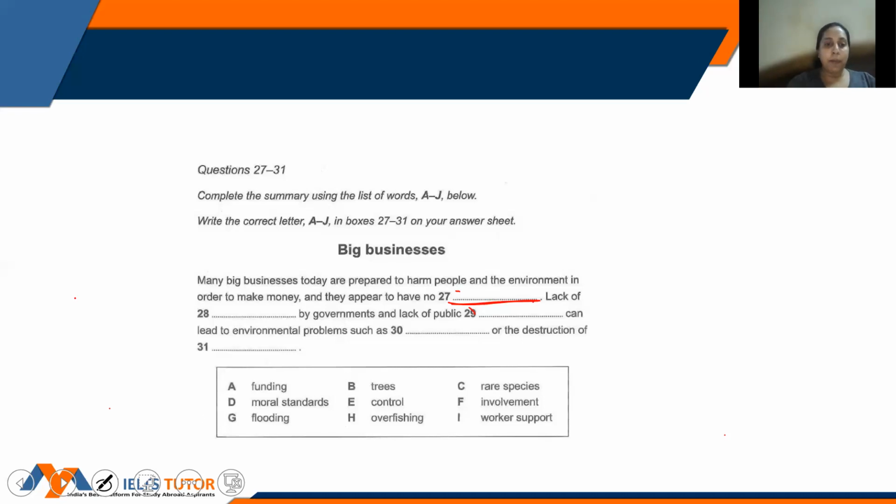For example, many big businesses today are prepared to harm people and the environment in order to make money, and they appear to have no dash. They can say control, no control could be the answer, or moral standards. Because they're talking about harming people and the environment, the answer could be moral standard or control.